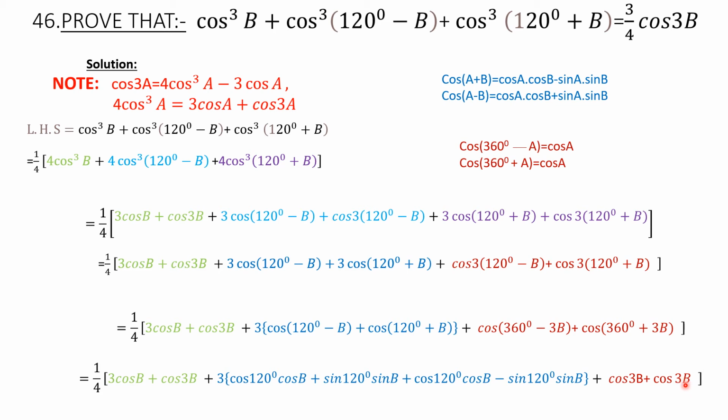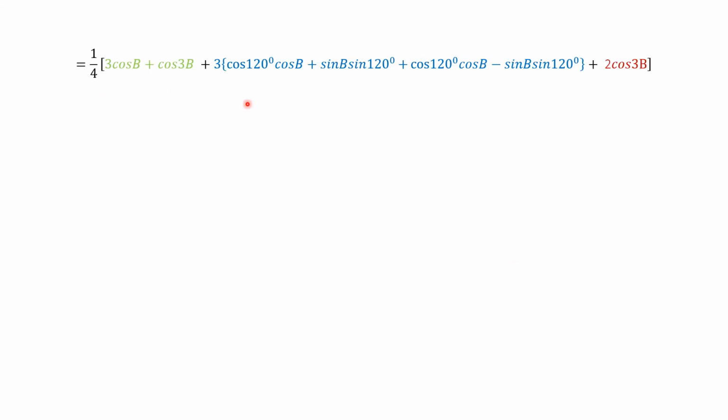Thereafter, in the next line, here is cos 3b and here is also cos 3b. We'll add them up. So what will we get? We will get 2 cos 3b. So let's go to the next line. In the next line, we have everything copied same to same, just at last we have written 2 cos 3b.